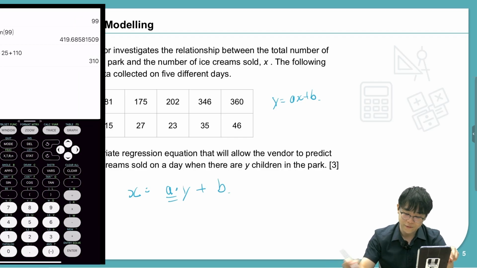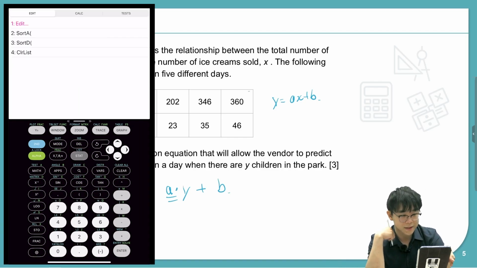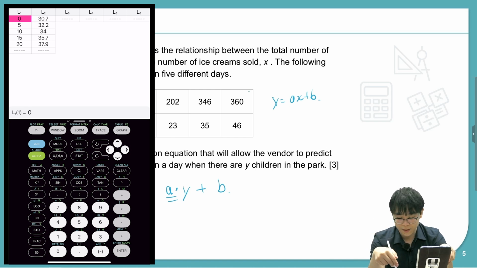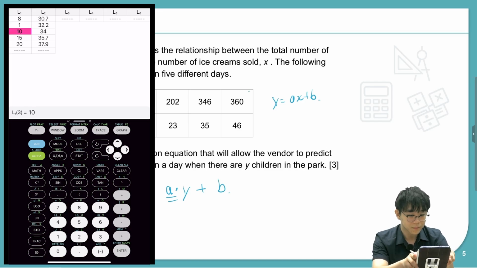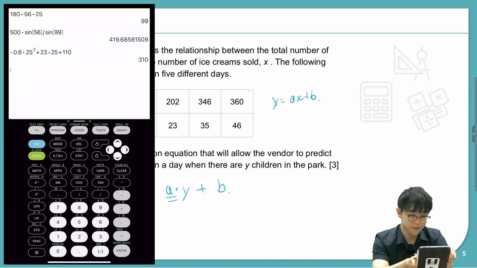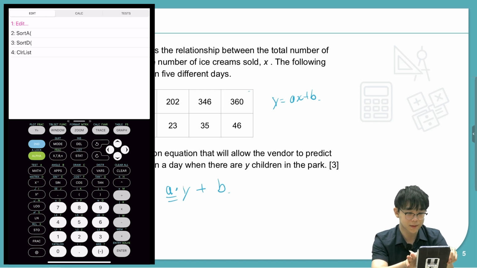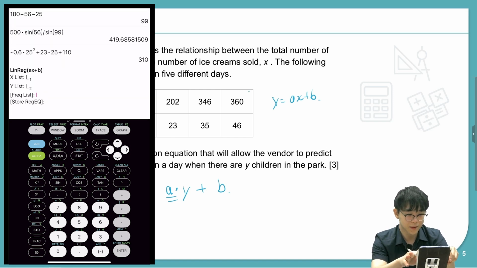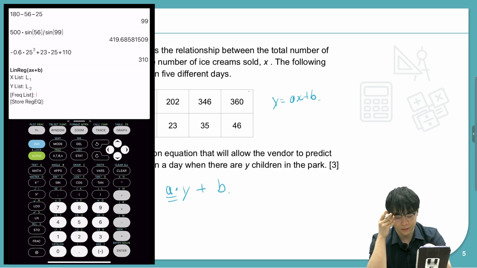So for this one, you have to put in these lists. You can go to stats, edit, and put in the number of children as our independent variable. So that's going to be 81, 175, 202, 346, and 360. And then L2 is going to be 15, 27, 23, 35, and 46. So you can go to stats, calculate, linear regression, and we're going to put in L1 and L2 into our model.